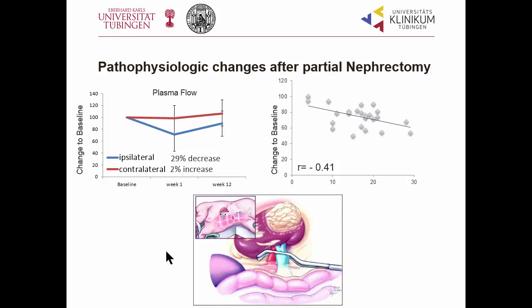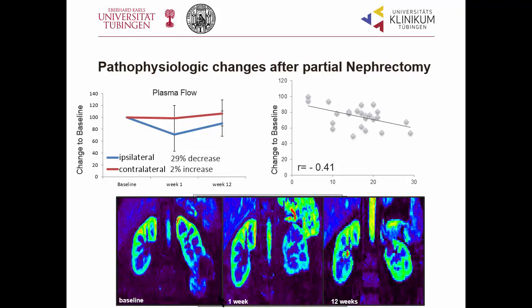pathophysiology, and this is data we presented at last year's RSNA, where we have investigated what is happening in kidneys after ischemia reperfusion due to a partial nephrectomy. And we can see that 1 week after ischemia reperfusion, there's a significant decrease of perfusion on the affected side. The contralateral side, interestingly, does not show hyperperfusion, and after 3 months, we can see that the perfusion is almost the same like in baseline, and here you can see before and after partial nephrectomy.